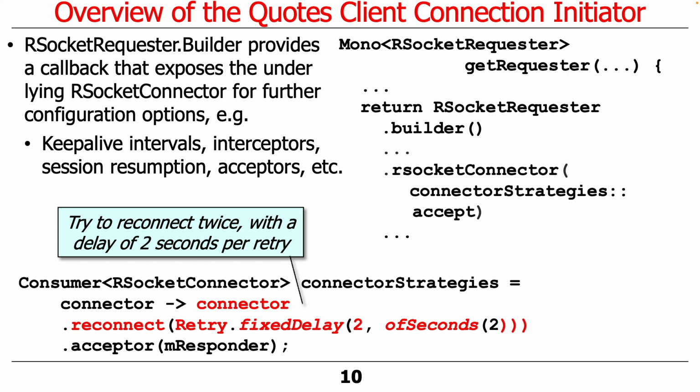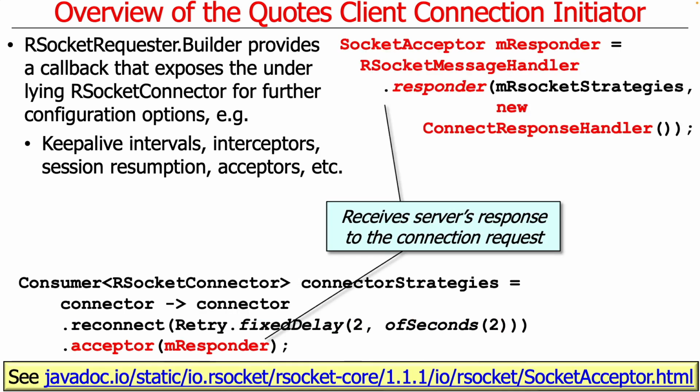So we set up a retry policy here, a reconnect policy that says, if we can't get connected to the server for whatever reason or the connection is dropped, then try up to two times with a 2-second delay between retries. And then we also set up another thing, which is very interesting.